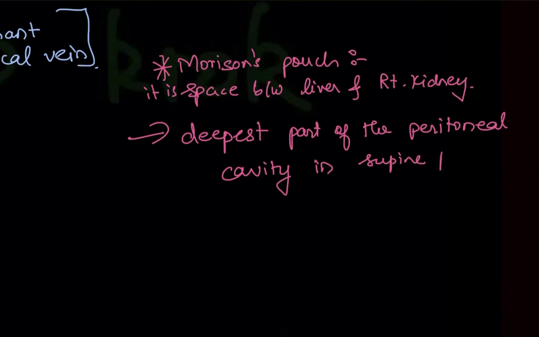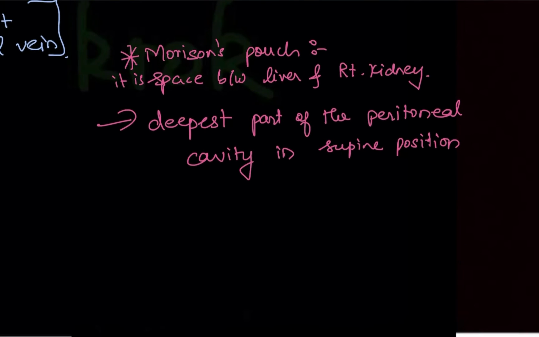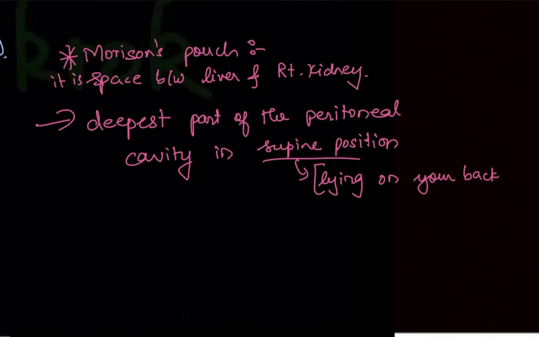Now what do you mean by supine position? I told you this in the very first video of anatomy. Supine means lying on your back. Okay, so supine position, lying on a floor or on a bed on your back surface. So that is the supine position. When you lie like that, this Morrison's pouch becomes the deepest part of the peritoneal cavity.